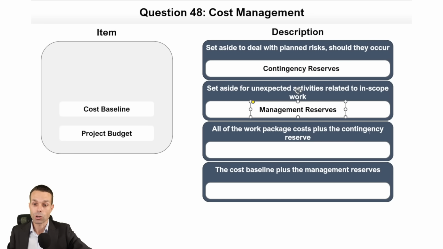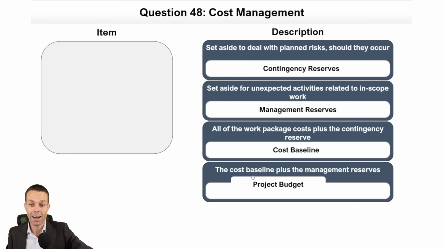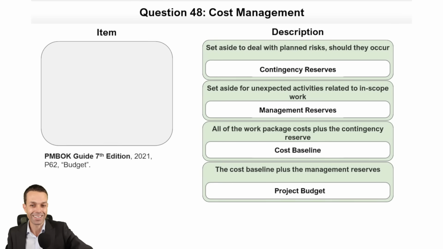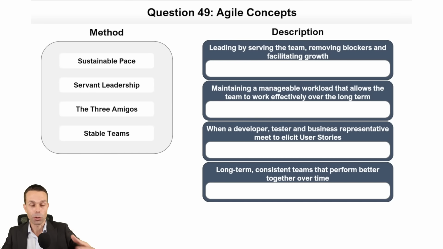All of the work package costs plus the contingency reserve is our cost baseline, and then all of the cost baseline plus the management reserves become our project budget overall. And so that is exactly what we're looking for. PMBOK Guide 7th edition, page 62 under budget. How did you guys go with that one? It's such a great way to brush up on all of this information before taking the exam.